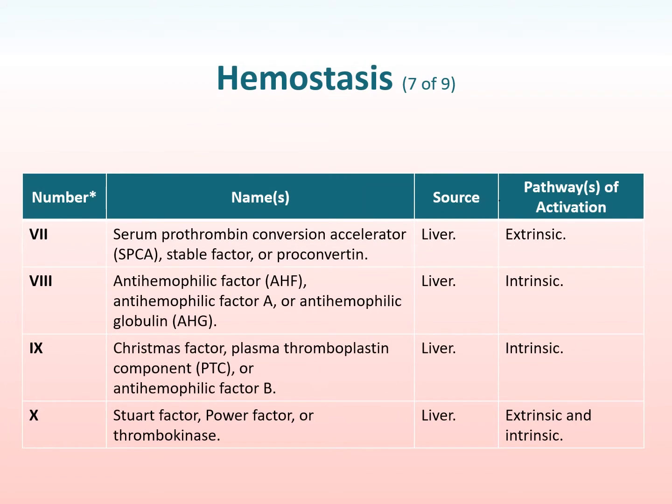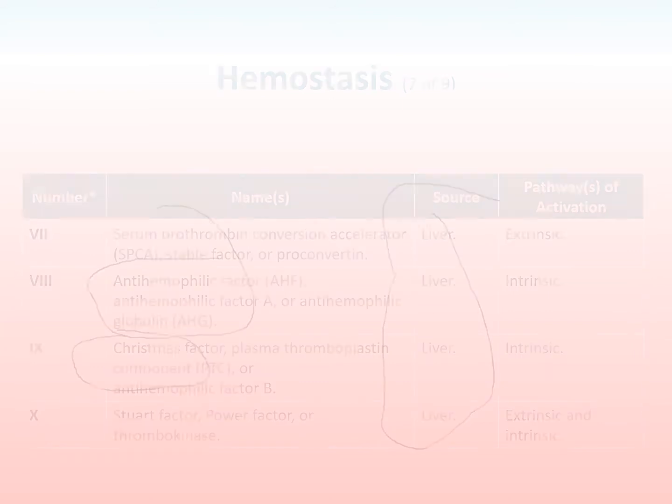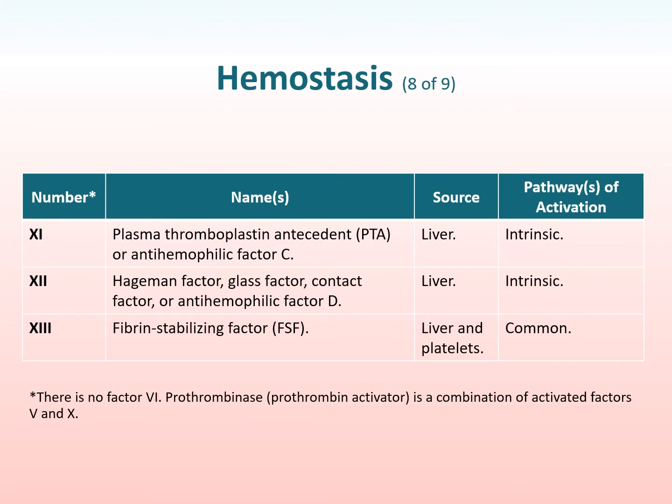Most of them are made by the liver. Look at the name of some of these. Anti-hemophilic factor, Christmas factor. Very interesting names. And yes, most of them are made by the liver. This one's made by the liver and the platelets. So there's about 12 of these. There is no factor 6, by the way. So there's 12 of these.